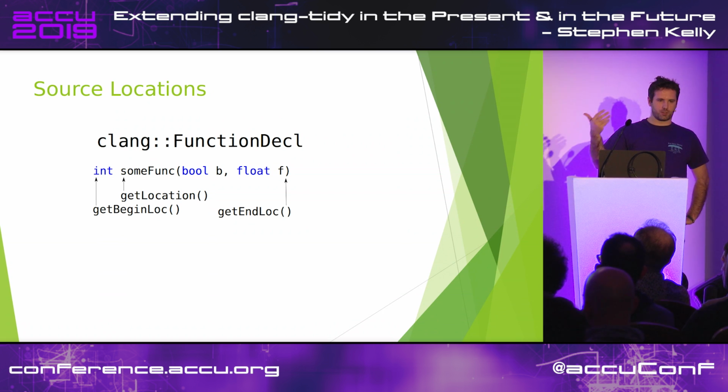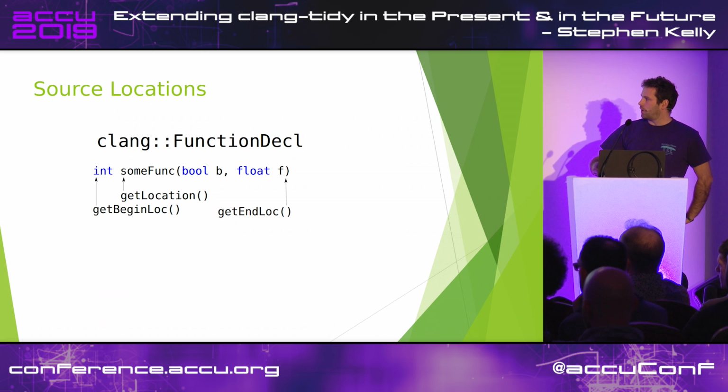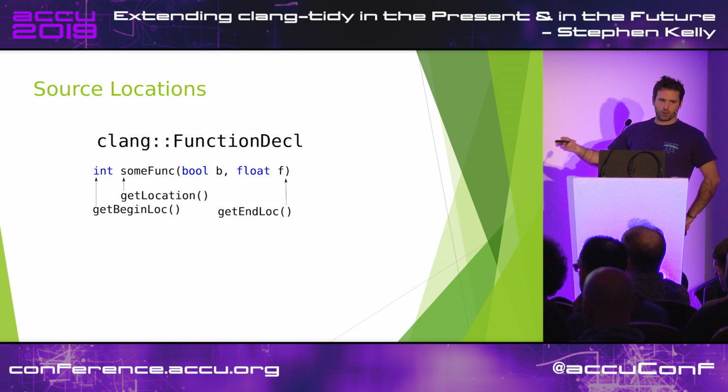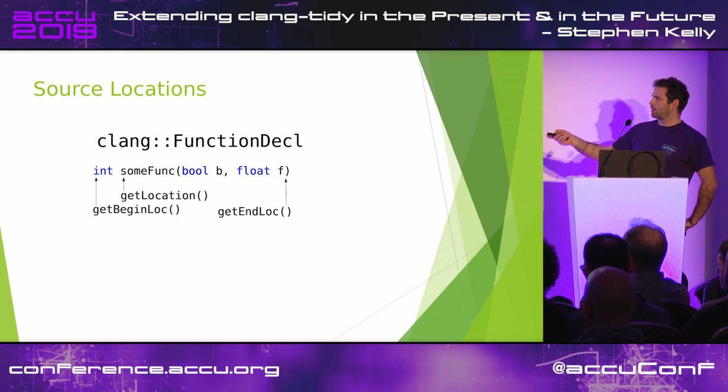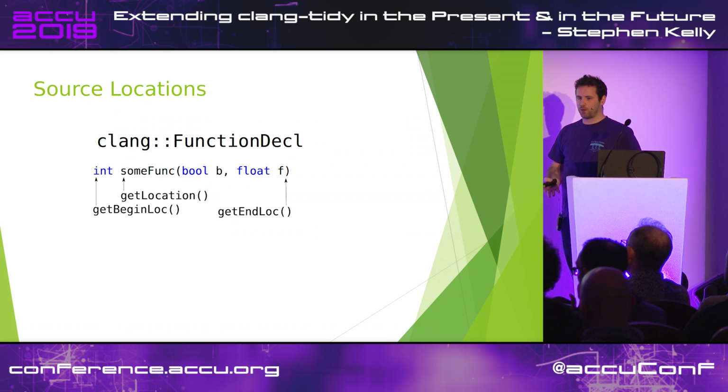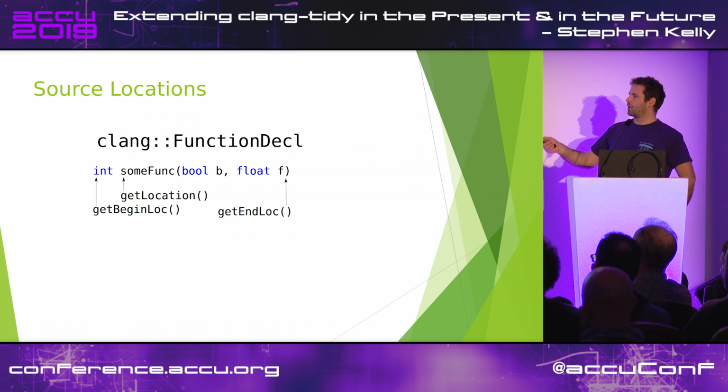So functions are represented with the FunctionDecl, and it has at least these locations bound to it, I suppose. getBeginLoc at the start, getLocation, which is where the function name is, and at the end we have getEndLoc. So the first thing you might think is, well, okay, if I want to change the return type of a function, I need to go to getBeginLoc and replace what's there with my new type.